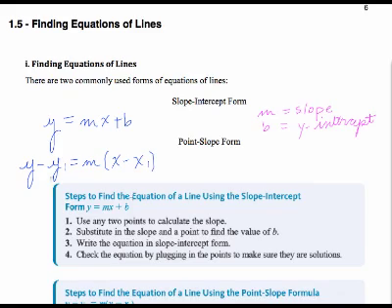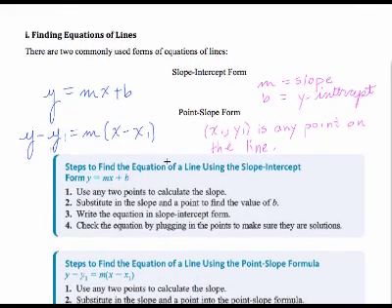M is still the slope. X and y are your variables, just like they are up here. And x1 comma y1 is any point on the line. And since there are infinitely many points on every line, there's actually infinitely many versions of this point slope form equation of every single line, as you'll see.